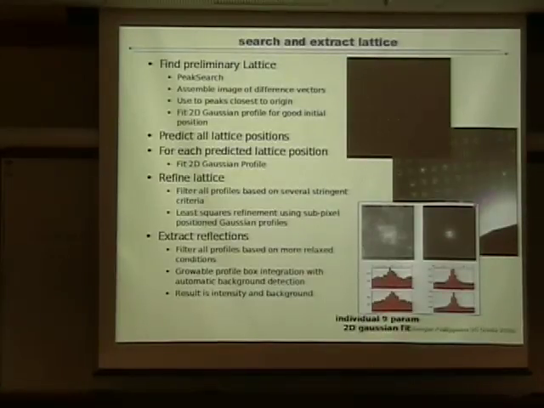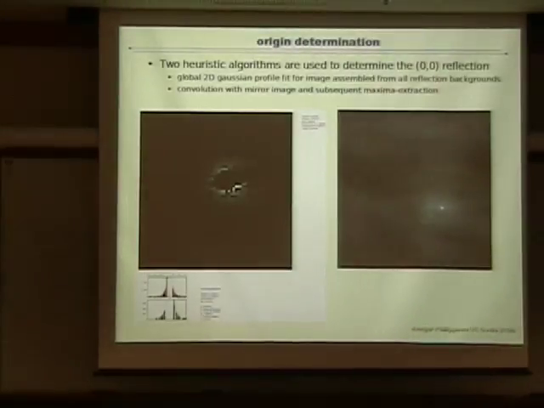Okay, so now I still have to stress that the origin of the lattice is just somewhere. We usually take it approximately in the middle of the image, but we have to find the origin. And then we have two heuristic algorithms to do that.